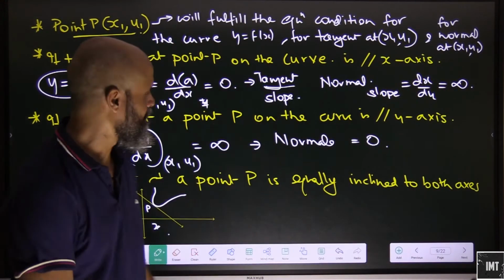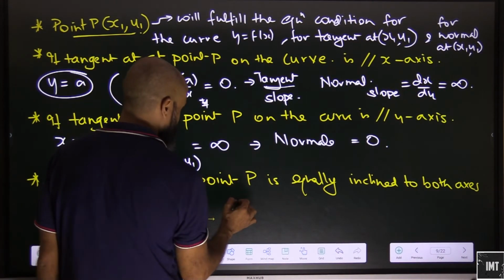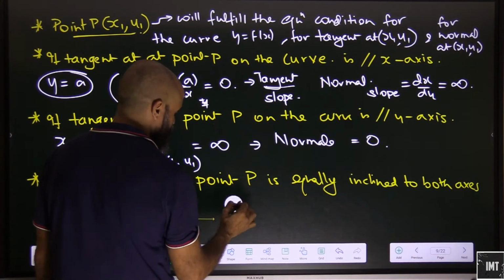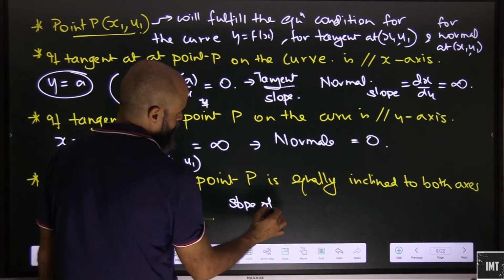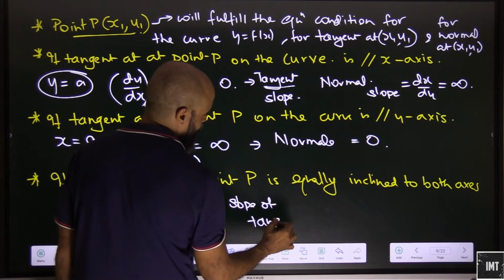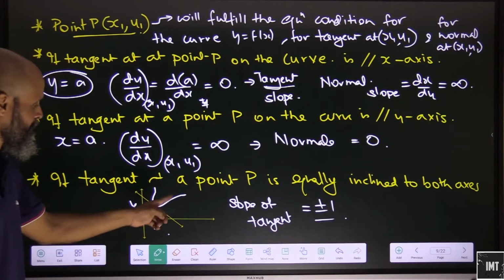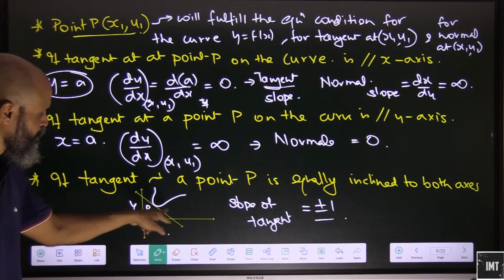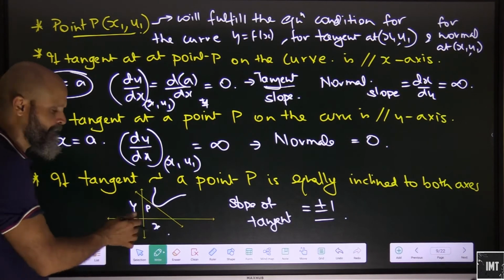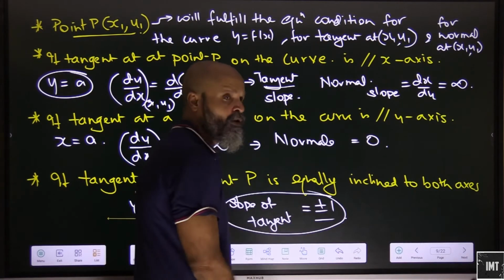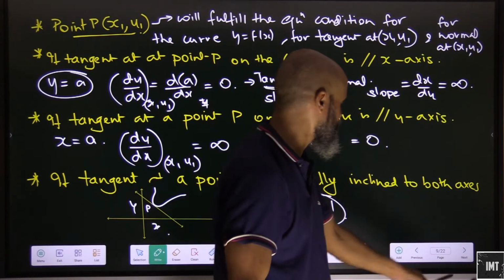So what will be the slope of this line? The slope of the tangent can have any values, but here it will be plus or minus 1. If it is equally inclined, it can happen here, it can happen here, anywhere. If it is inclined equally to both the axes, then obviously the slope of the tangent will be plus or minus 1.